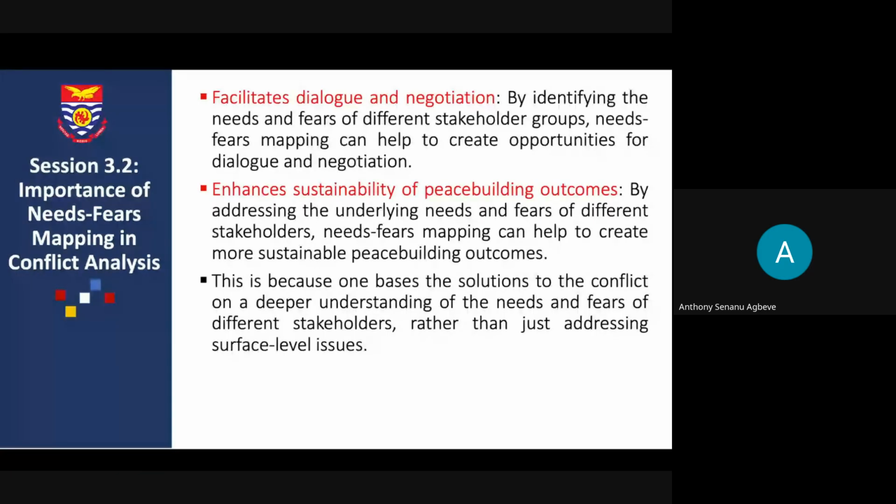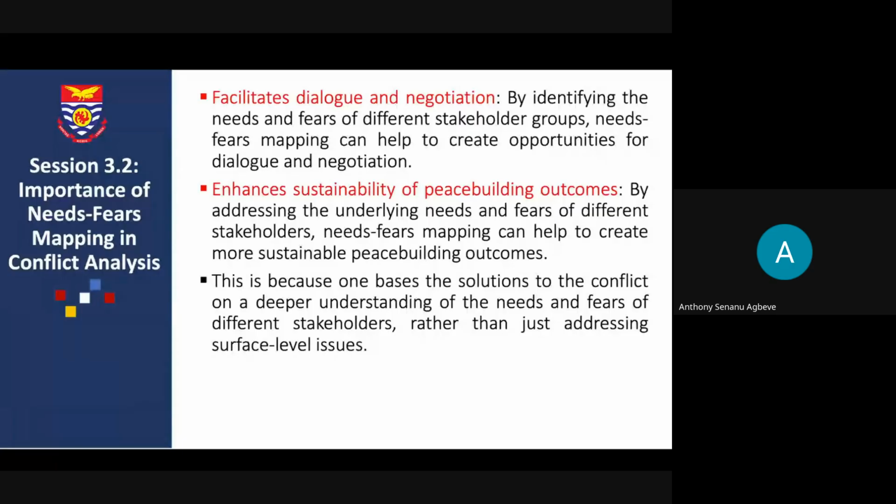And then it also enhances sustainability of peace building outcomes, right? Because once each party feels that they've been given the opportunity to tell their side of the story and what they want, at the end of the day, when there's an outcome, both parties will agree to the recommendations that are being made. So then one party will not come and say, well, we were not given the opportunity to also say our story. We are not heard. So whatever recommendation is being made, we will not abide by it.